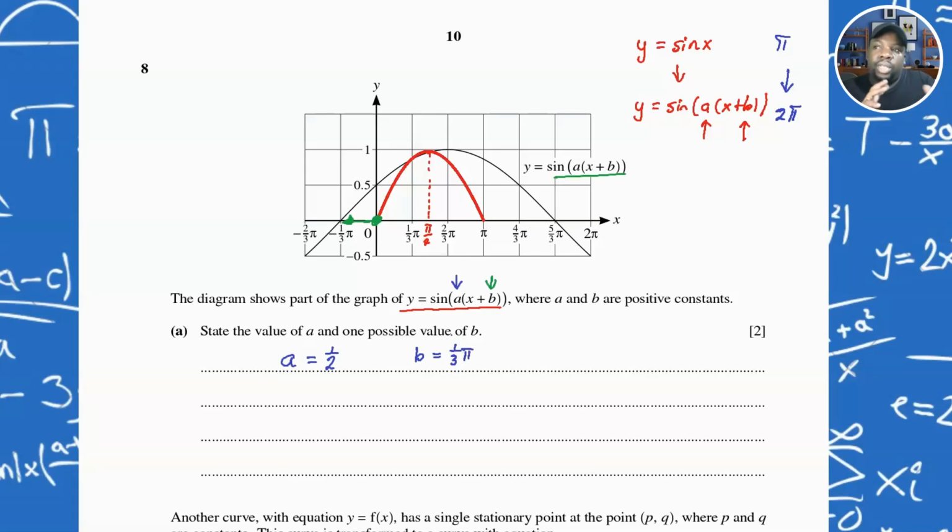So these things actually work in opposites. If it's a stretch by 2 times, then in the function it will be 1 over that number of times. If it's a translation going to the left, then we use a positive value inside the function. So it was minus a third pi, but now it becomes positive a third pi. So our answers right here are a is a half and b is a third pi. So that's how we do it for this particular question, part A. Let's go on to part B.